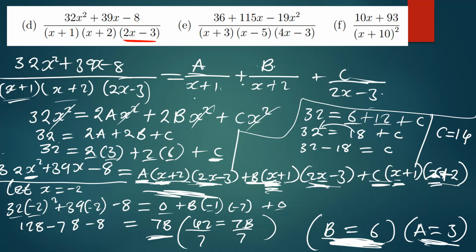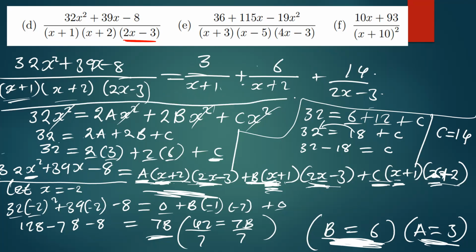So now the final solution, you write it like this. You remove the letters there. You just say this part is equal to, you write the original numbers there. So the value of a is 3, the value of b is 6, the value of c is what? 14. So this is the final solution. All right, so this is how you deal with partial fractions that have three factors.